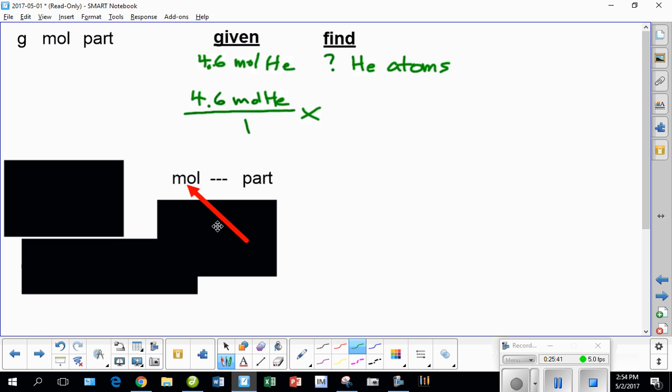Moles to particles. Okay, so we have particles and moles. Those are the two parts that we're dealing with. So we're starting here and we're going to here. That's Avogadro's territory. If we were going moles to grams or grams to moles, we would be in the periodic table territory. So we're going moles to particles, and for that, we use this.